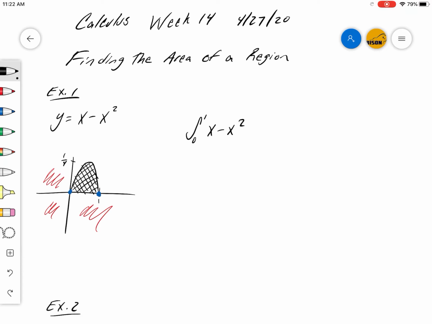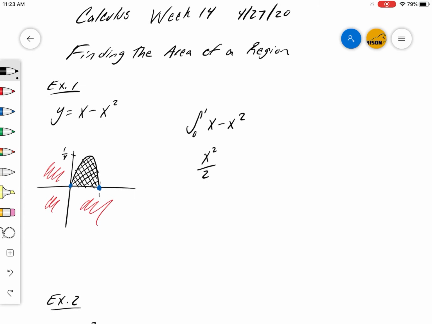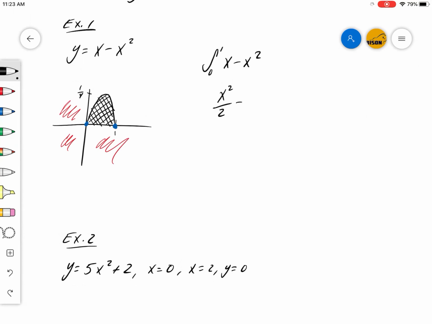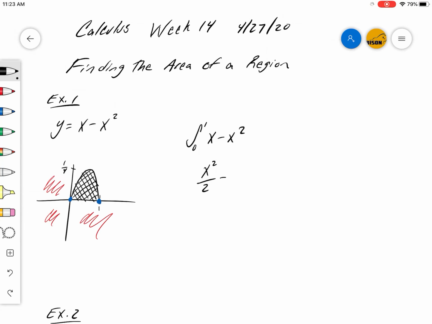Then I can just throw in my equation, x minus x squared, and I've set up a bounded integral. That's very simple to do, and all I've got to do is integrate and then plug in the numbers, and we're out of here. So if I integrate x, I would raise the exponent by 1 and then divide by it, so that would be x squared over 2. Then I would do the same thing on the x squared: raise the exponent to x cubed and divide by 3.